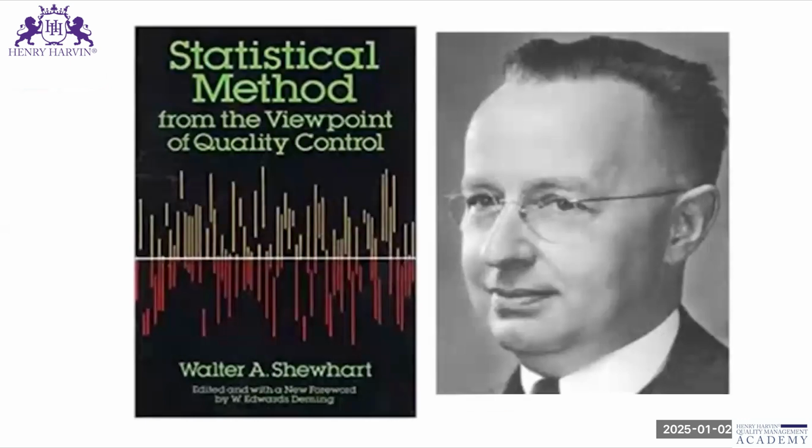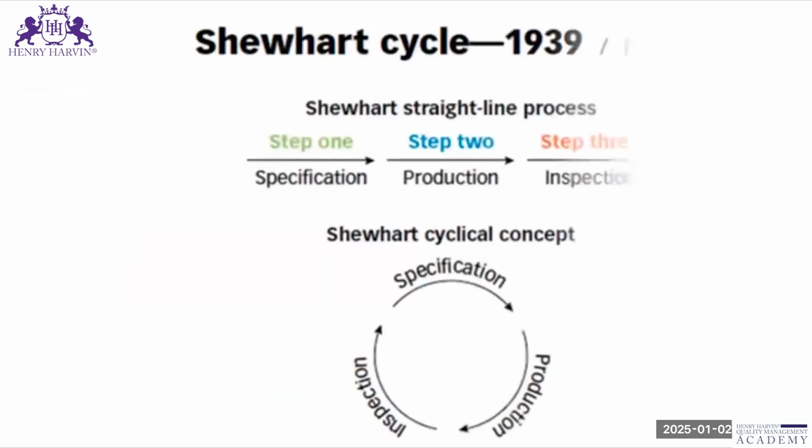Shewhart, in his book Statistical Method from the Viewpoint of Quality Control. When he proposed this model, he had only three components in his cycle, and these were specification, production, and inspection. He defined these components keeping in mind the production and manufacturing processes that he had worked to improve. It was used by various people and various processes since then.